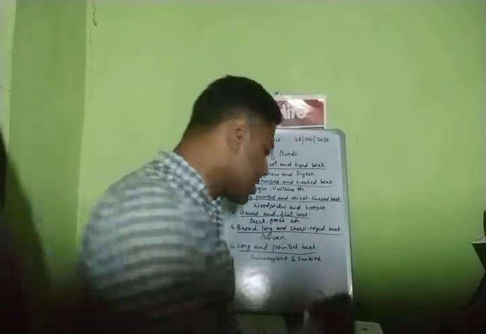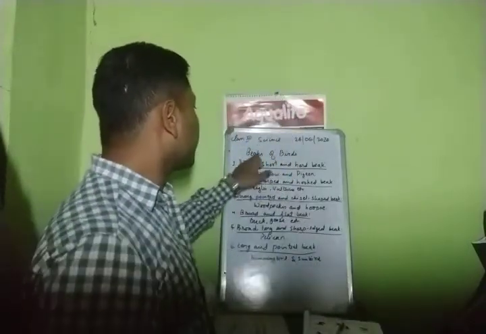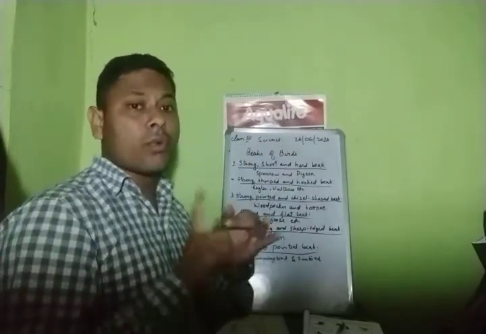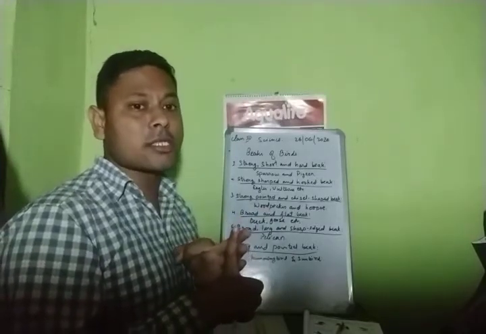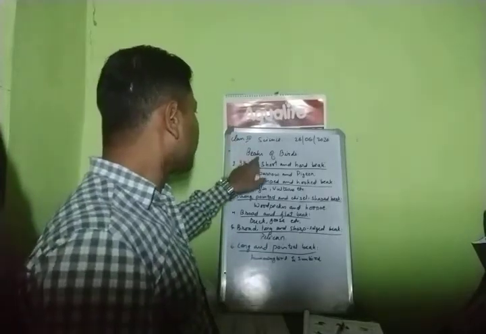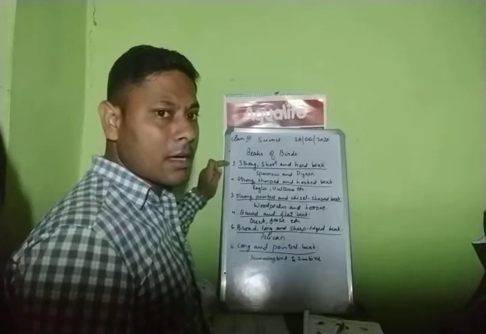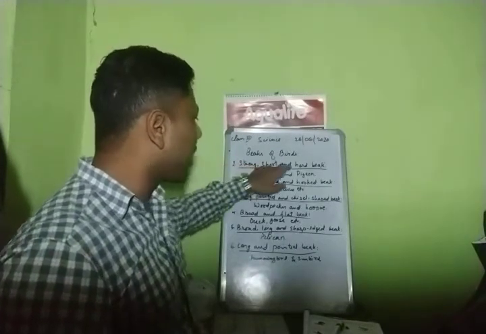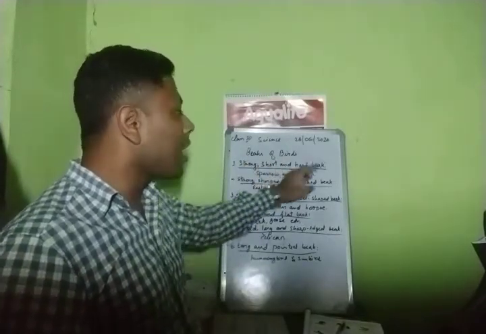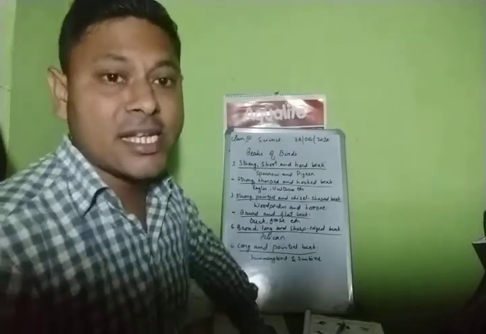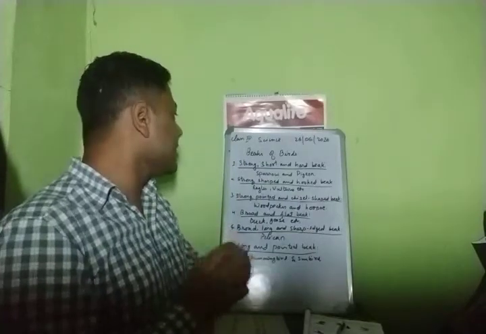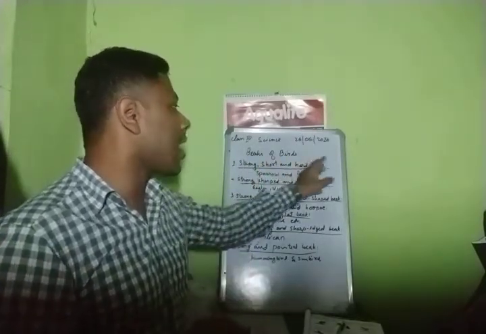So let us revise once more, that today we have learned the beaks of the birds. Birds have beaks, wings, legs, and the body is covered with different kinds of feathers. Point number 1, what beaks do they have? They have strong, short, and hard beaks. Birds like the sparrow and pigeon have this strong, short, and hard beak to eat seeds and nuts. In order to crush them, to break them into pieces and then eat, the sparrow and pigeon have strong, short, and hard beaks.